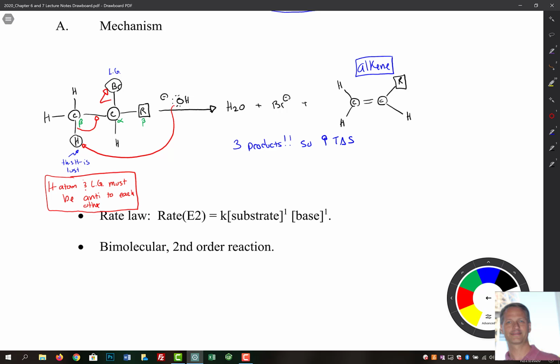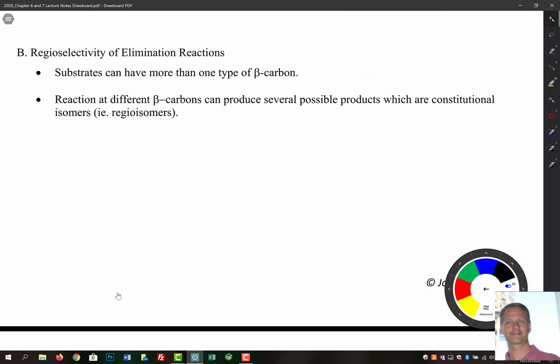The rate law here depends on the concentration of the substrate and the concentration not of the nucleophile but of the base. Remember, a base is required because bases grab hydrogen atoms. When we make a bond with an H atom, we are a base. The overall order is second order, and that's where you get the E2 part. Now this reaction is regioselective. Substrates can have more than one type of beta carbon.